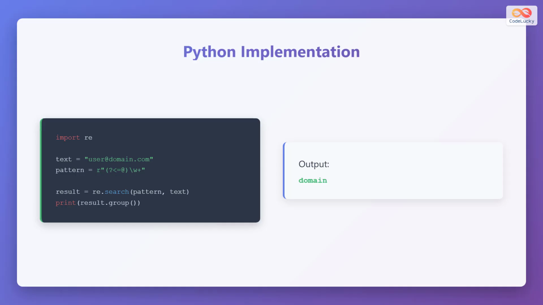Now let's see how to implement look-behind in Python using the re module. First, import the re module. Then define the text to search within. In this case, it is the string user@domain.com. Next, define the regular expression pattern. It is the same pattern we used earlier, which is r followed by (?<=@)\w+. Use the re.search function to find the pattern in the text. Finally, print the matched group using result.group. When you run this code, the output will be domain, demonstrating that the look-behind assertion successfully matched the word after the @ symbol.